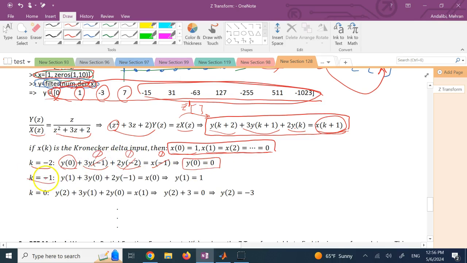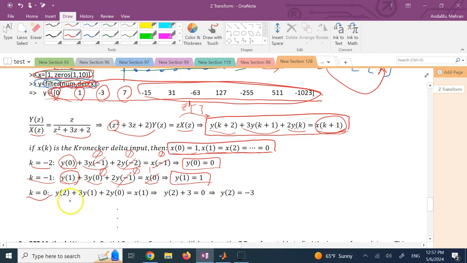Then you plug in k of negative 1, you get y of 1 plus 3y of 0 plus 2y of negative 1 equals x of 0. X of 0 in this case is 1. This term is 0. This y of 0 is already determined, that's 0. So you simply get y of 1 equals 1.